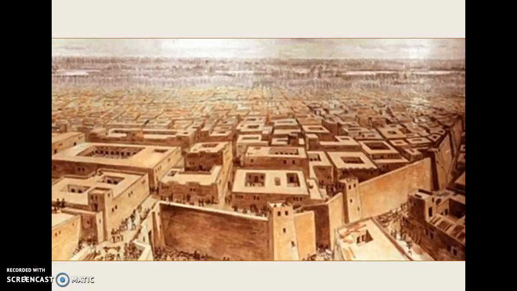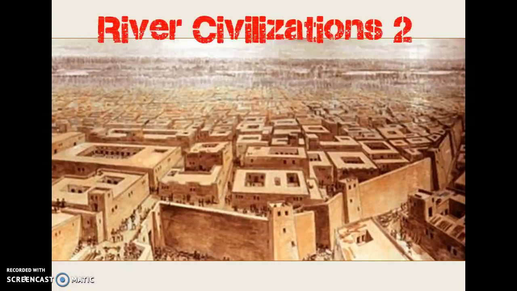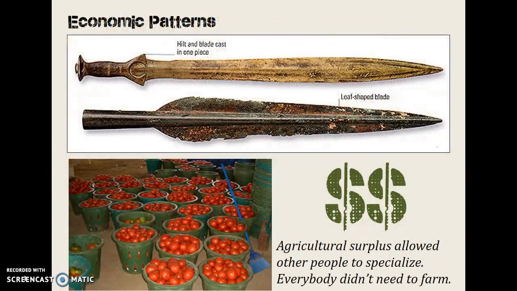Alright, this is River Civilizations 2, continuing where we left off when we talked about political patterns, religious traditions, how governments were set up for these early civilizations in Mesopotamia. First thing was economic patterns. We're still not using money at this point, so a lot of things are being done by trade and bartering.